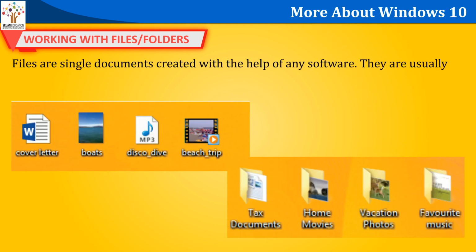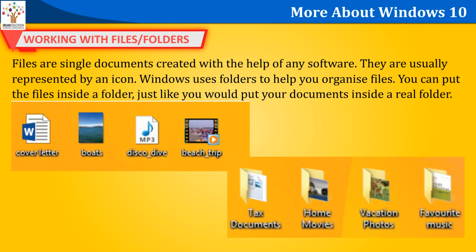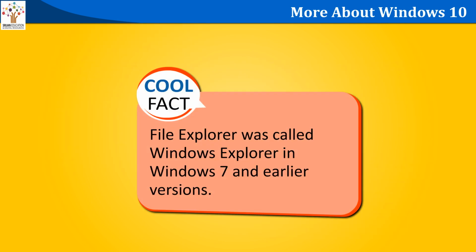Files are single documents created with the help of any software. They are usually represented by an icon. Windows uses folders to help you organize files. You can put the files inside a folder just like you would put your documents inside a real folder. Cool fact: File Explorer was called Windows Explorer in Windows 7 and earlier versions.